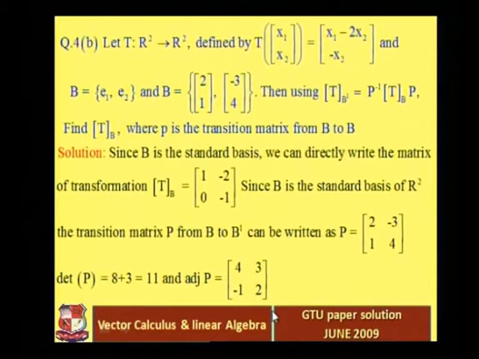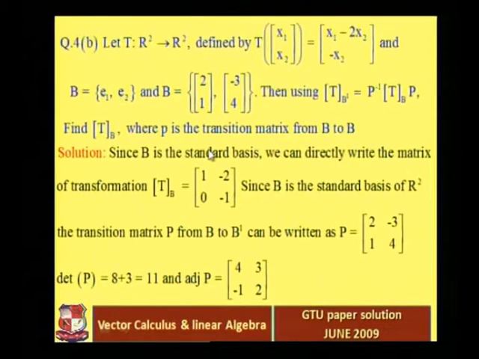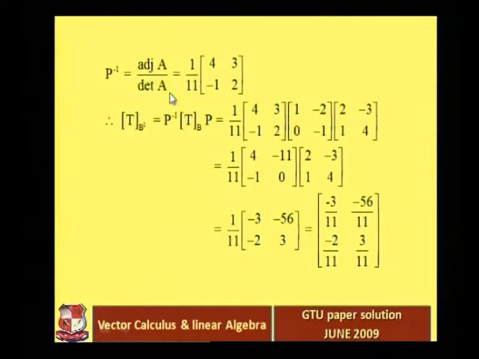How do we write down this adjoint? In a 2 cross 2 matrix, we just have to interchange the main principal diagonal elements, that is 2 4 can be expressed as 4 2, and we have to change the sign of the other diagonal elements, so 3 -1. Now P inverse is equal to adjoint of P upon determinant of P, that is 1 upon 11 times [4 3; -1 2].